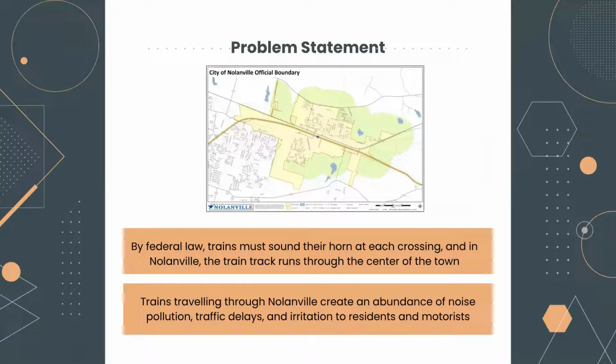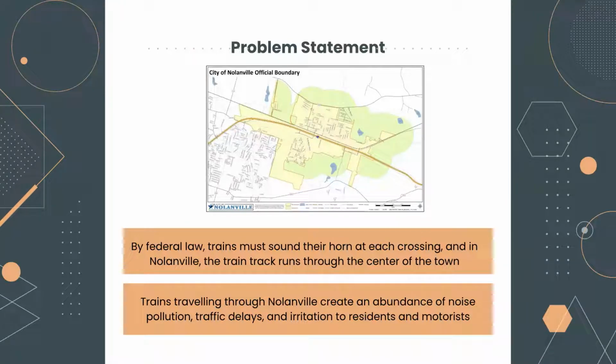Our problem is dictated by federal law that makes trains sound their horn at each crossing in the city of Nolanville. This is an issue because the train tracks run directly through the city of Nolanville. This creates an abundance of noise pollution, traffic delays, and irritation to residents and motorists.